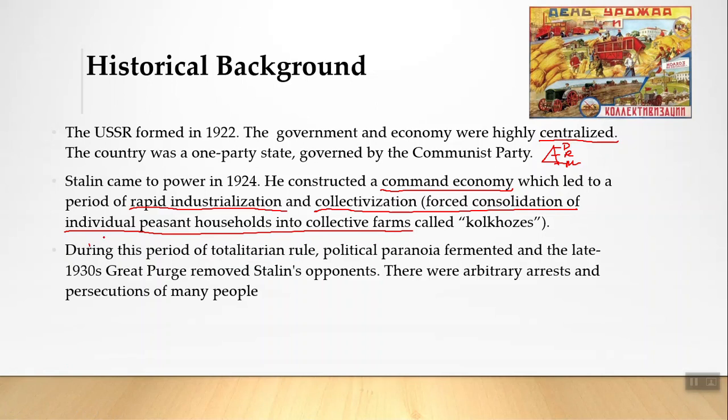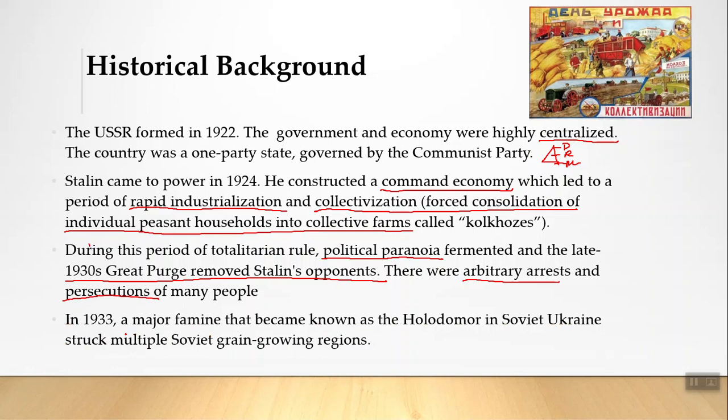So during this period of totalitarian rule under Stalin, there's a lot of political paranoia, which we see as a theme in our book. In the 1930s, there's this great purge to remove Stalin's opponents. And Ayn Rand's book is written in the later 1930s. It's not the earliest book that we're looking at. Brave New World was written a few years before, but both Ayn Rand's book and Handmaid's Tale, which is our third book we're looking at, have this idea in there: political paranoia, arbitrary arrests, persecution. There's mentions of torture and that kind of thing.